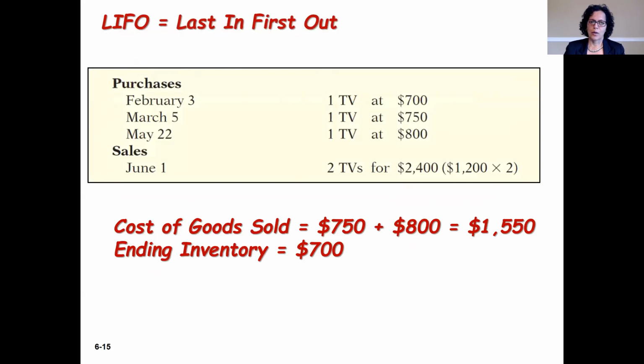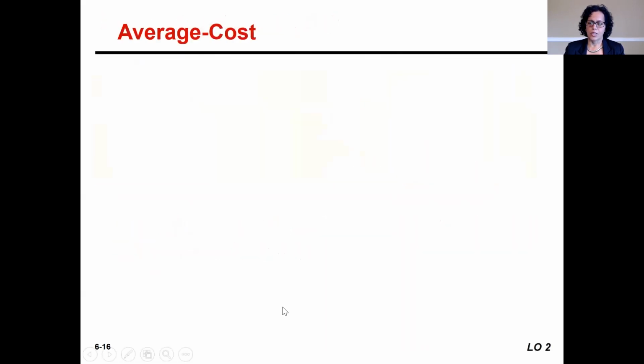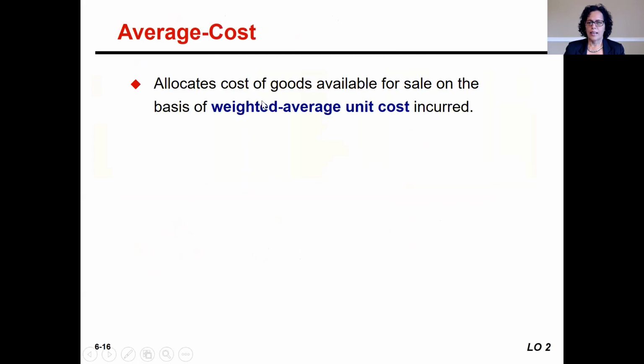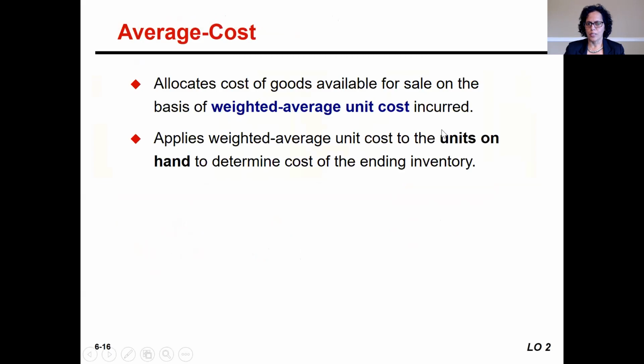Okay. So we've looked at these different examples. Now let's move to the last method, and that is average cost. Average cost is, again, if the inventory demands that we use this method, if it makes sense, then that's the one we should use. Let's take a look at what it is. You allocate the cost of goods available for sale on the basis of weighted average unit cost. You apply the unit cost to units on hand to find out what the ending inventory is.